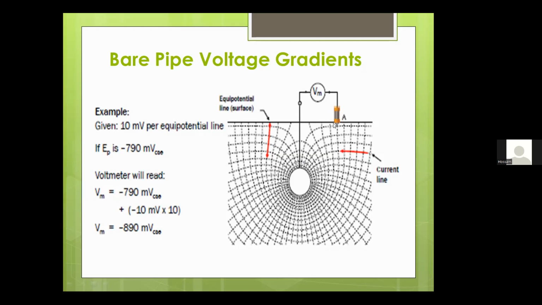There is a difference according to the number of equipotential surfaces between this point and this point. Here we assume that every equipotential line has a difference of 10 millivolts, and the difference between this point and this point is 10 lines. So the potential difference is 100 millivolts. So the voltmeter here will read negative 890 millivolts copper sulfate electrode.